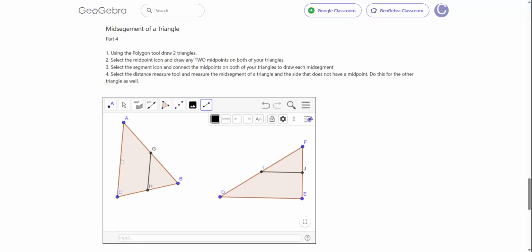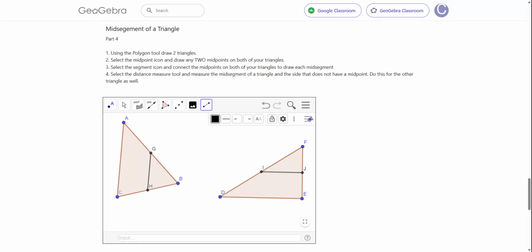Yes, there is a third midpoint on that third side for each of these, but we're only interested in drawing two of them. So now we can see one of our mid segments. If we did draw our third midpoint, then we could have drawn any of our three. But for this purpose, I just want us to have drawn two midpoints, so we have one mid segment for each one of our two triangles.